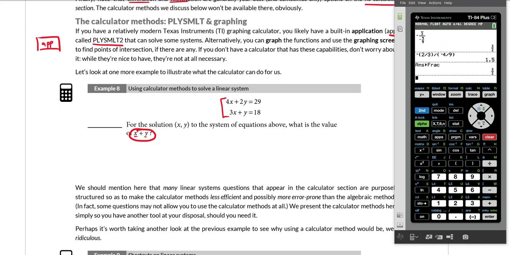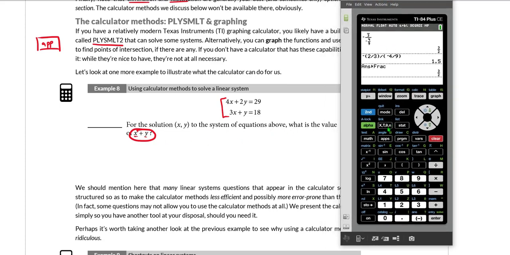So what we're going to do is we're going to use PolySmlt. We're going to go apps. Number 9 in my calculator is PolySmlt. Yours may be number 4 or a different number depending upon how many apps you have loaded onto your calculator. So number 9 is PolySmlt. I'm going to go to simultaneous equation solver. You will recall that earlier in this section I told you that systems of equations are also sometimes called simultaneous equations. So in this main menu, we're going to use number 2, the simultaneous equation solver.